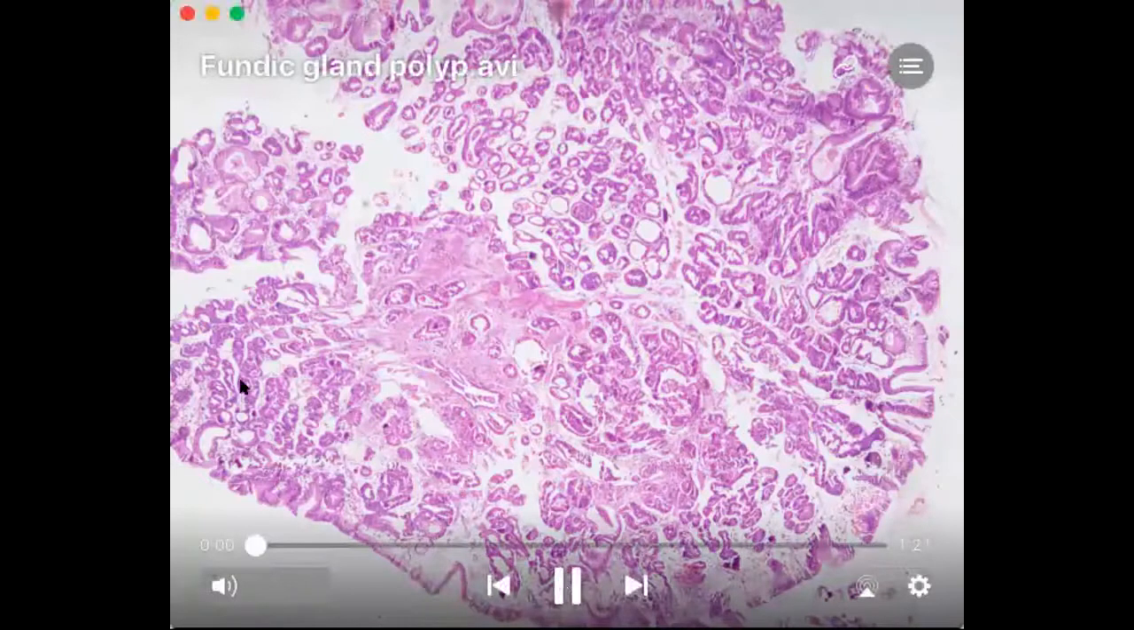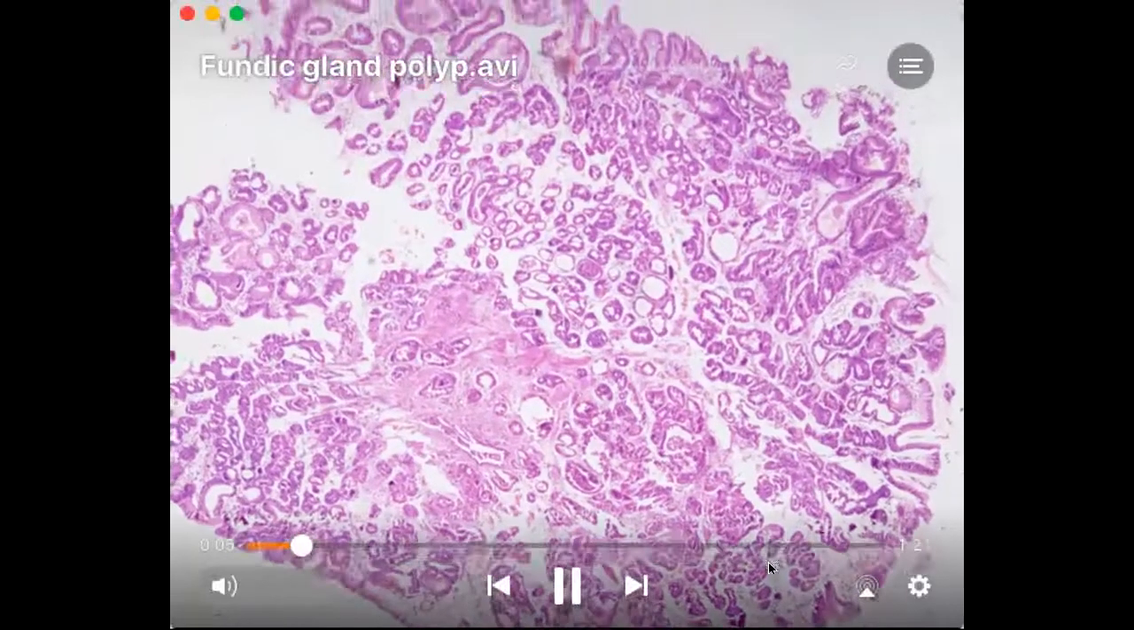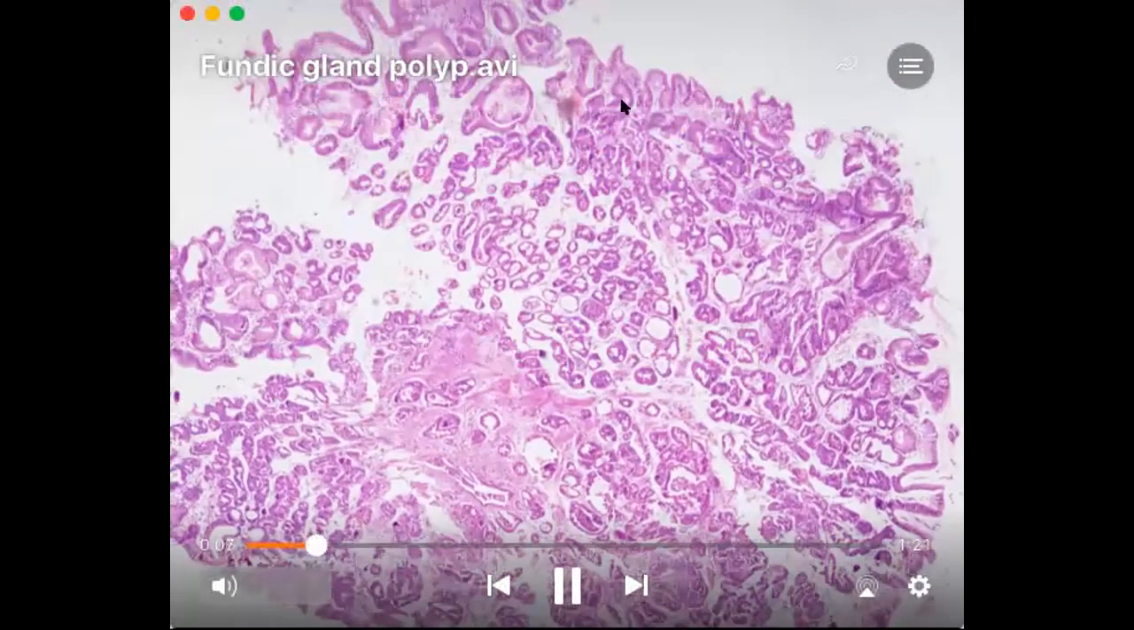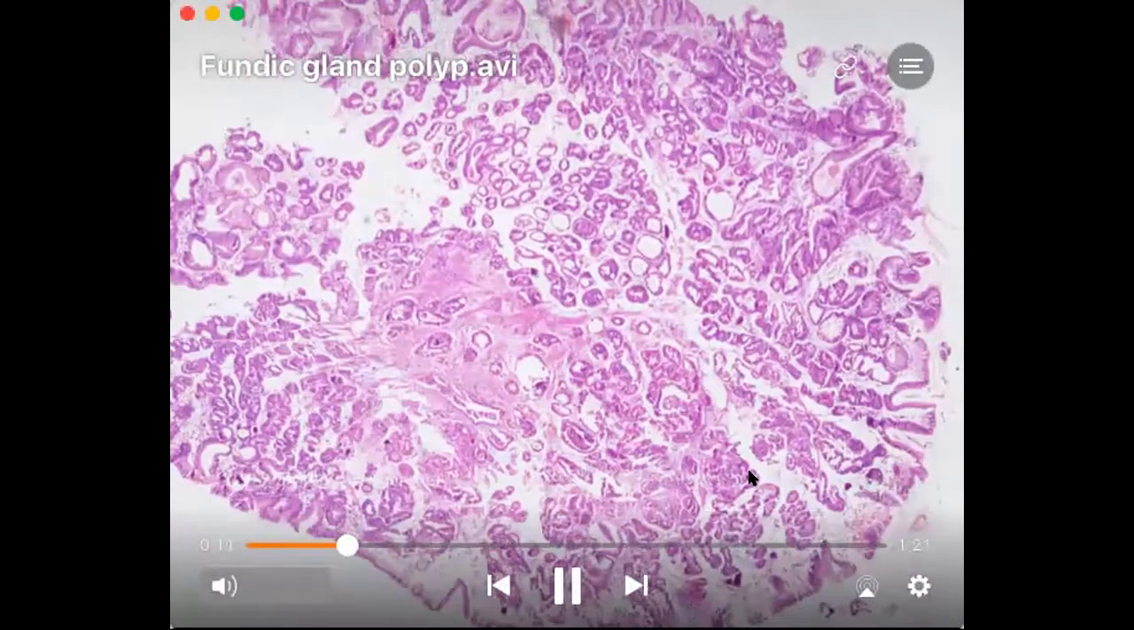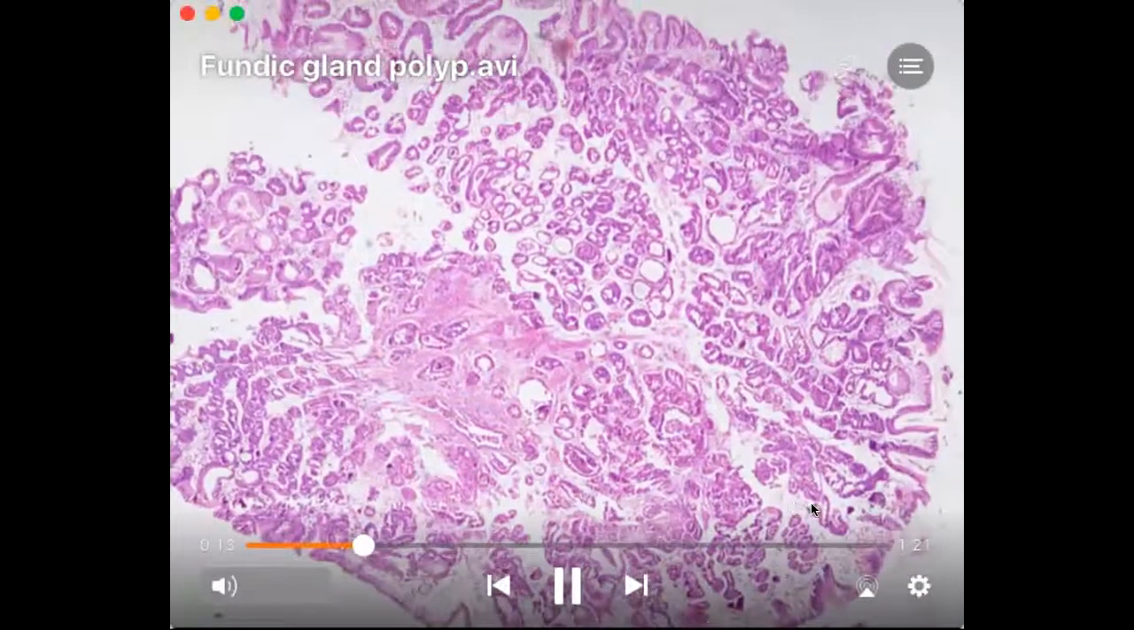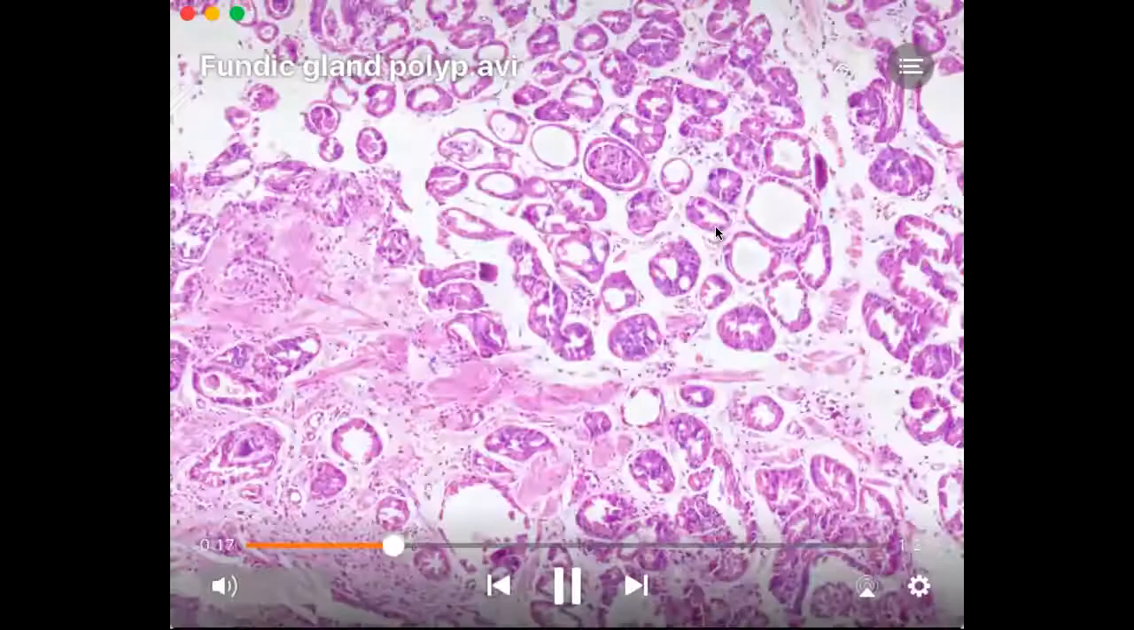Now, if you look at this polyp, it is being lined by the foveolar epithelium. This is a gastric biopsy in which you can see the lining of the foveolar epithelium, which is relatively well preserved. But if we go down into the lamina propria, we could see that these are the normal size gastric glands as opposed to these glands which are showing some cystic dilatation.